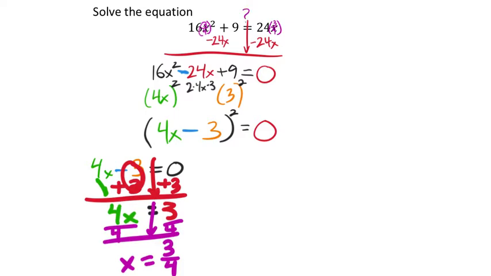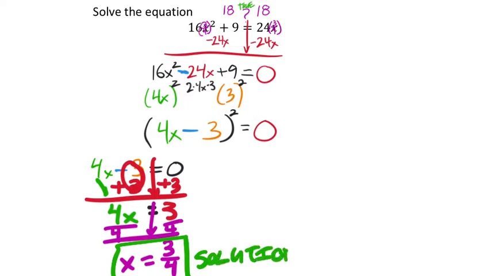Okay, so in my calculator, I got 16 times 3/4 to the power of 2 plus 9 equals, and I get 18 on the left. And then 24 times 3/4 is also 18. That's a true statement. Yeah, the 3/4 was squared, but this is true. So I found that by replacing the x with 3/4, I did get a true statement, which makes this my solution. Again, there is technically a second solution right here, but it's the other 3/4.